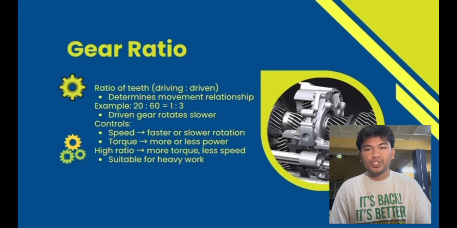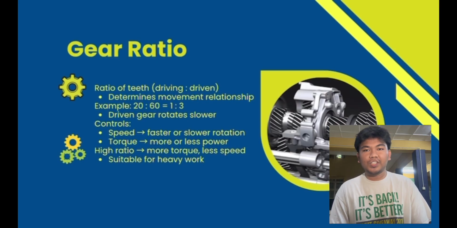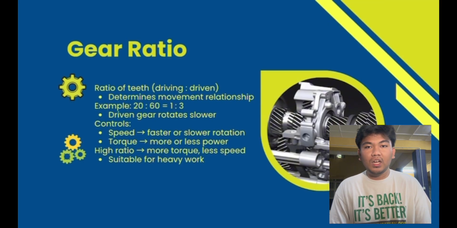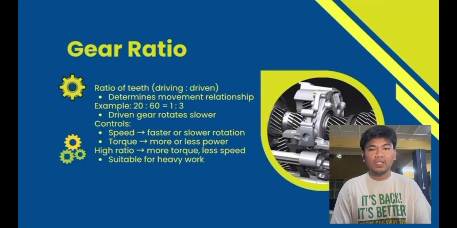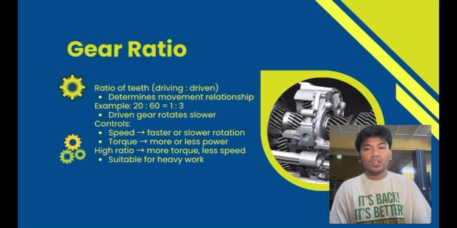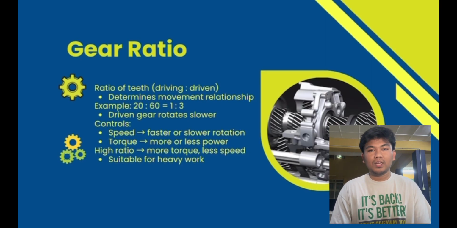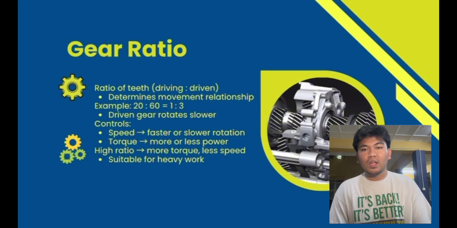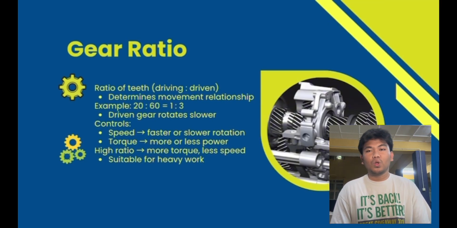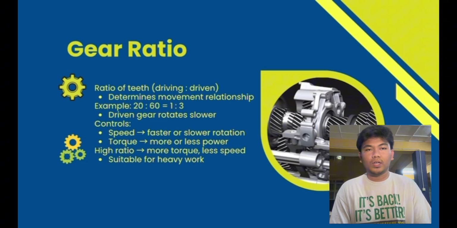Next is gear ratio. Gear ratio is the ratio between the number of teeth of the driving gear and the driven gear. For example, a ratio of 20 to 60 is equal to 1 to 3, which means the driven gear rotates slower. Gear ratio controls both speed and torque in a system. A higher ratio will produce more torque but lower speed, which is suitable for heavy work.